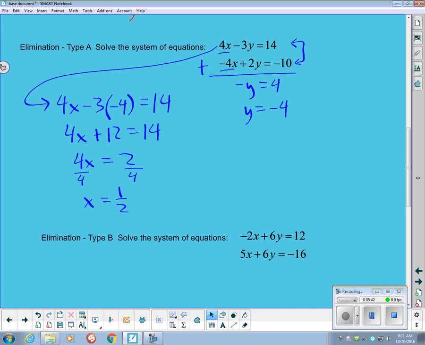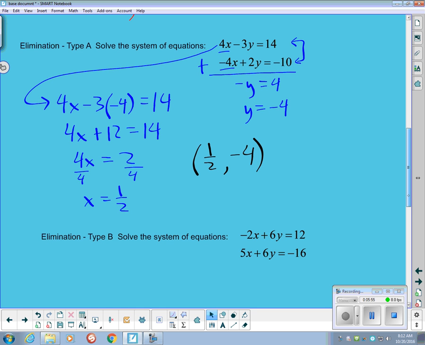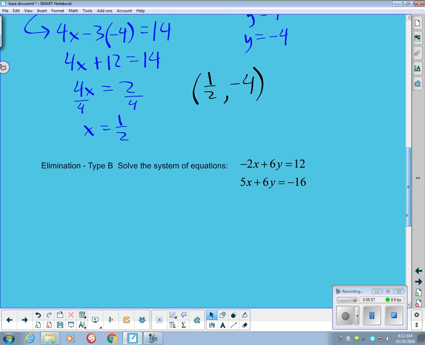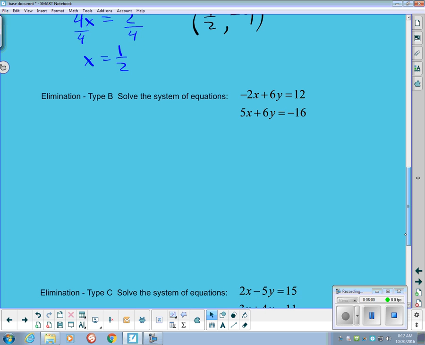So my answer, again, is the x value, comma, the y value. This is the point on the graph where those two lines meet. It's the only place where those two lines meet. Okay, so that's the first of our elimination type of problems.